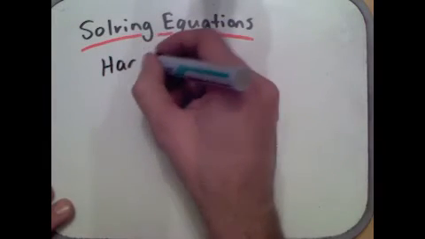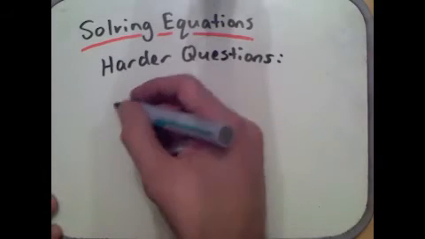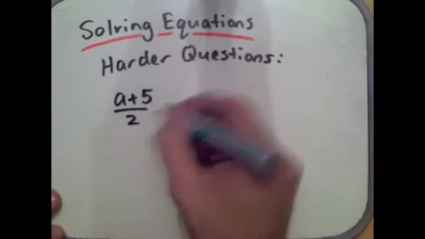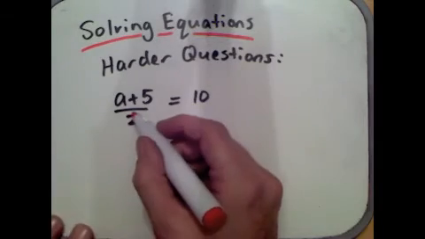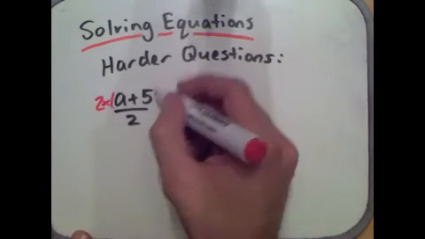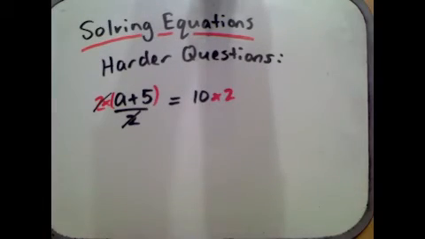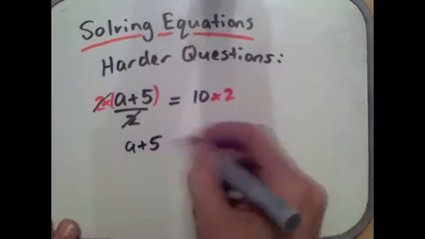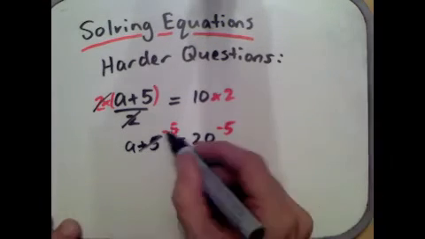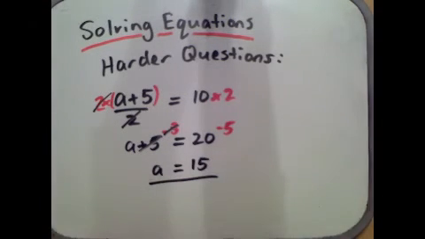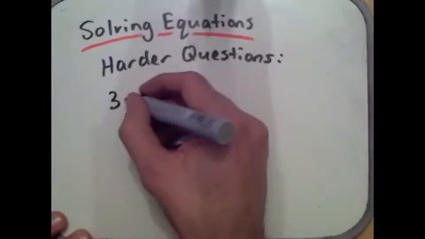Alright, let's look at some harder questions for solving. Okay, here we go. We've got a plus 5, all divided by 2, is equal to 10. Now, using BIMDAS, we've got a plus 5 on top, so we've got to get rid of the divide by 2 first by multiplying by 2. What I do to one side, I do to the other side. Now the 2 disappears, leaving me with a plus 5 is equal to 20. I subtract 5 from both sides, leaving a is equal to 15. Again, we can check this by substituting in to see if we got it correct.